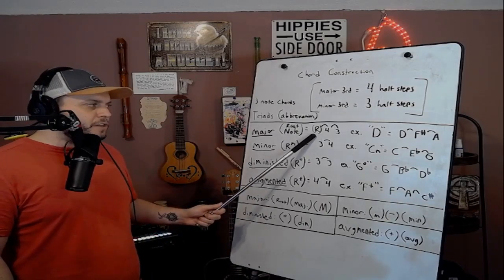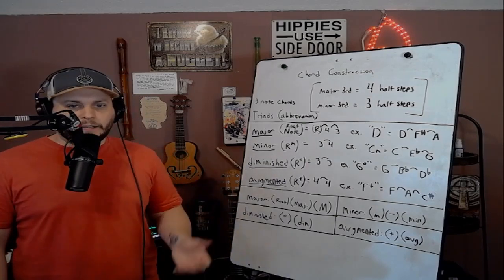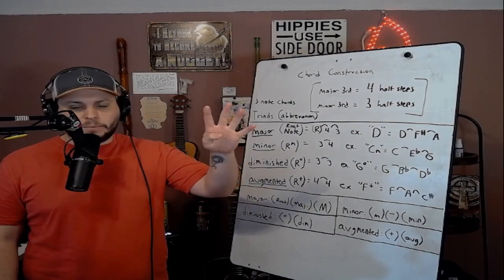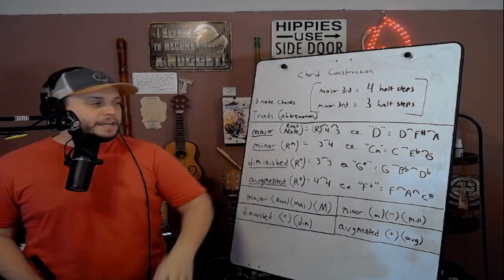That means you're going to start on a D. What note is 4 half steps above D? Let's count. We're on D. D sharp, E, F, F sharp. Okay? F sharp is the note that's 4 above D.